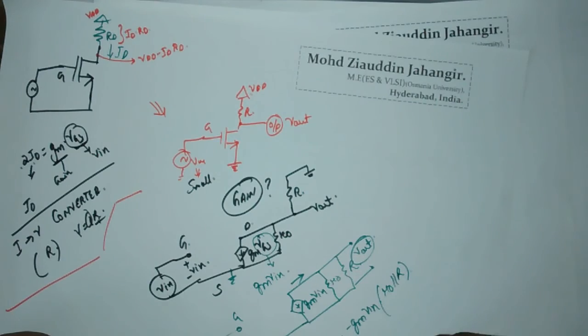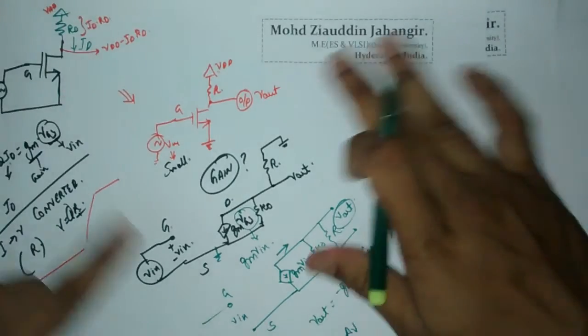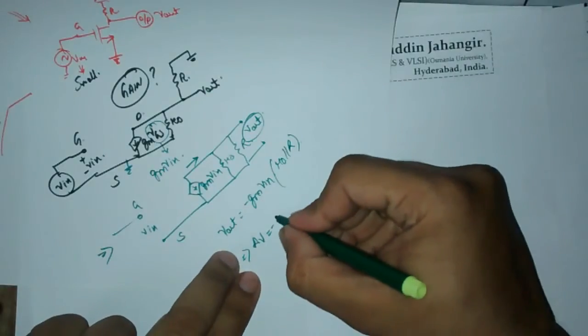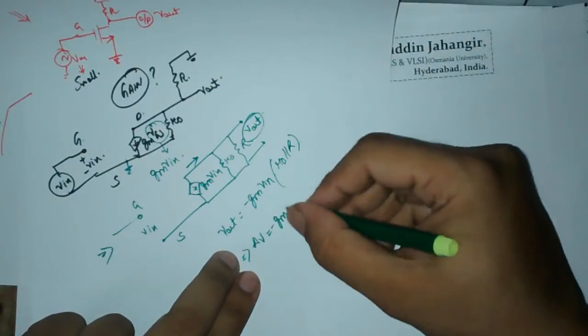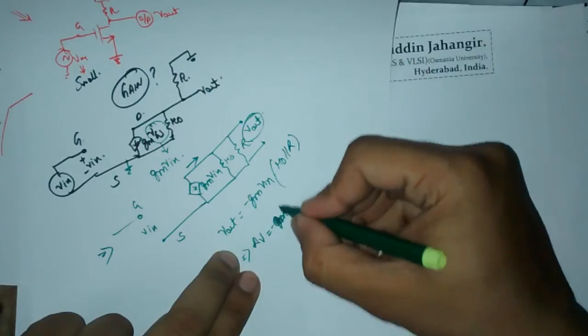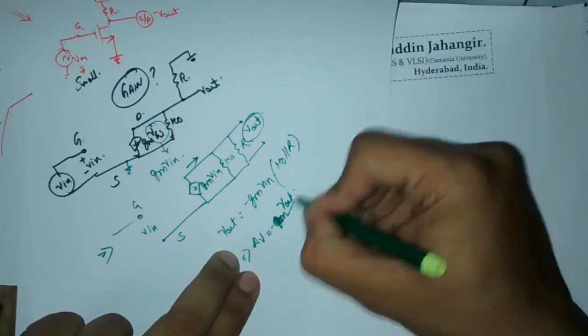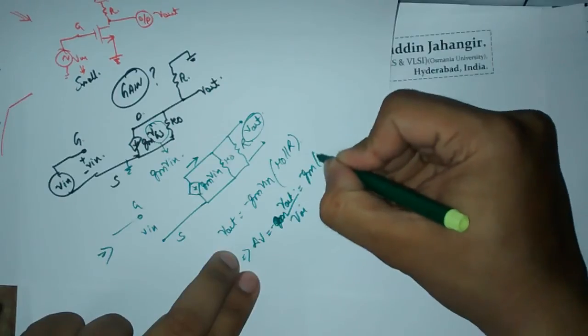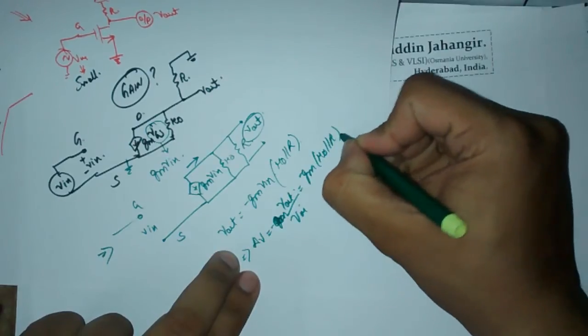From this relation, if you want to know the gain, Av, it is given by Vout divided by Vin, which is equal to minus gm into R0 parallel with R.